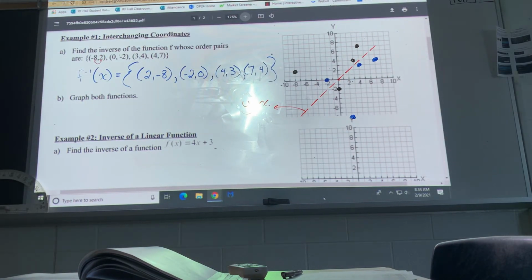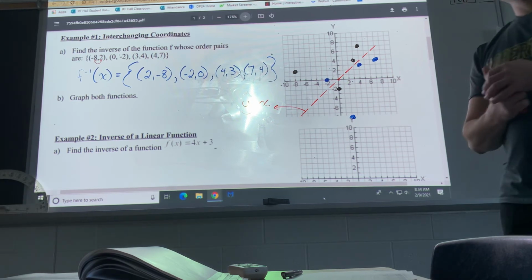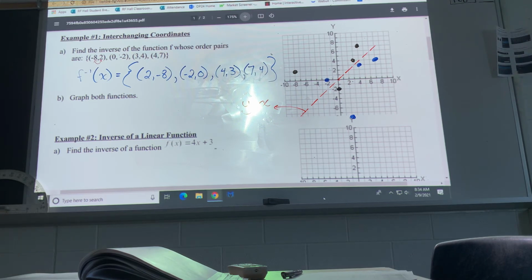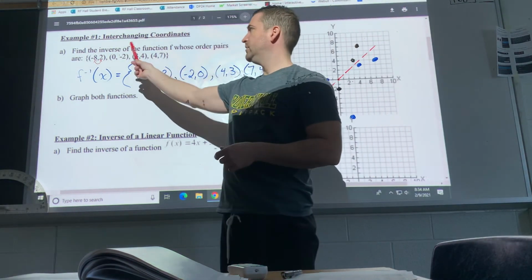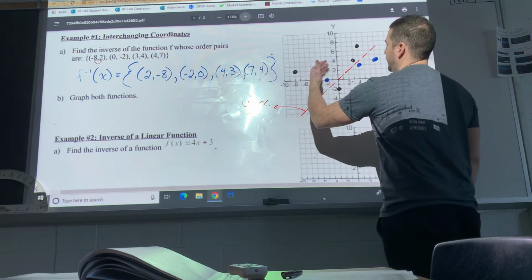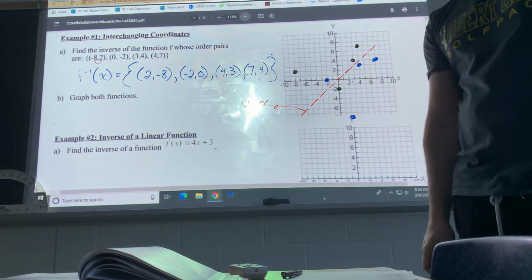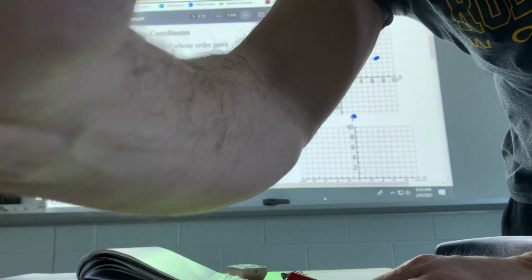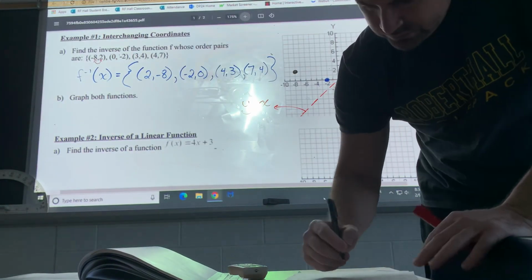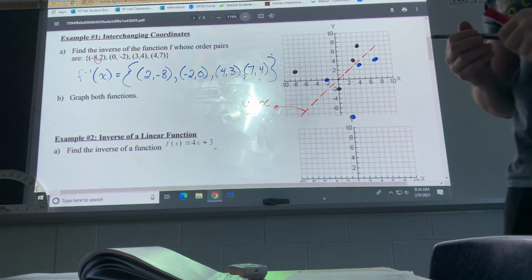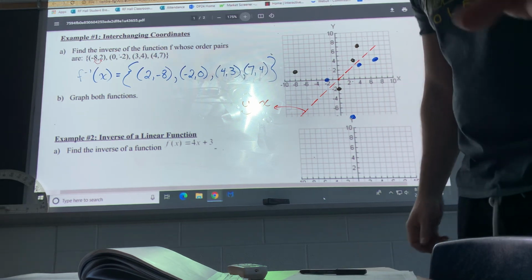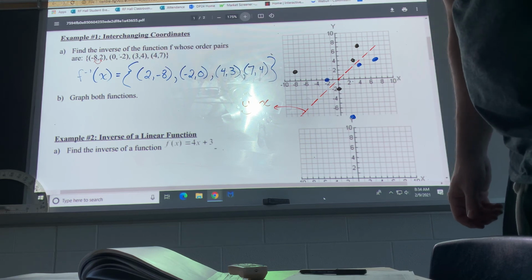Let me give you guys a minute to get that down. Again, we just reverse the points for the function and the inverse, and then it gets reflected over the line y = x. Any questions with that? Any questions?